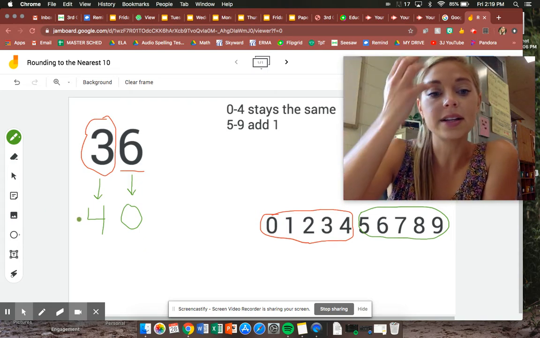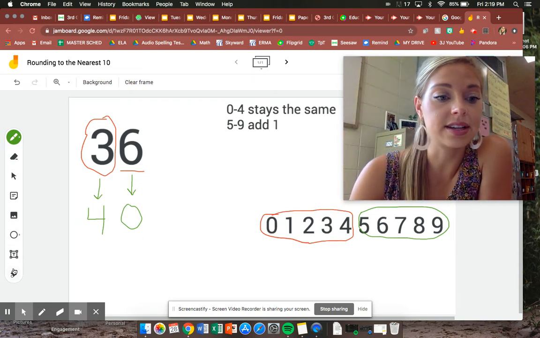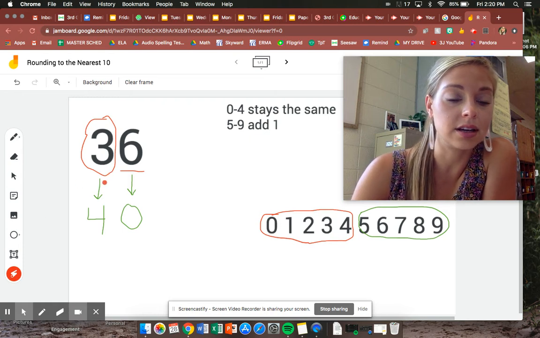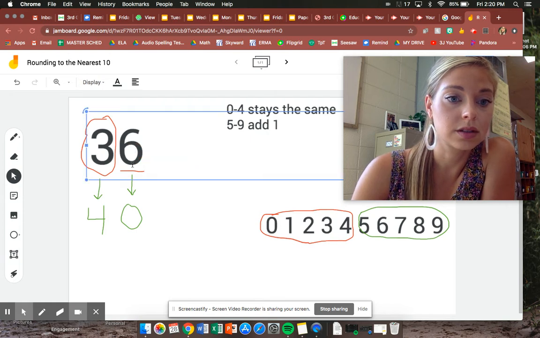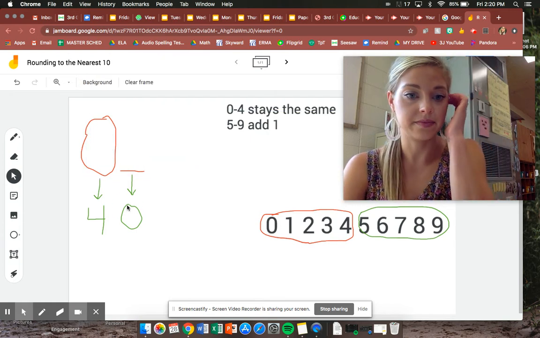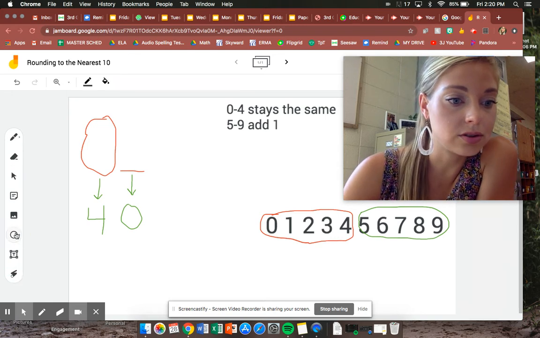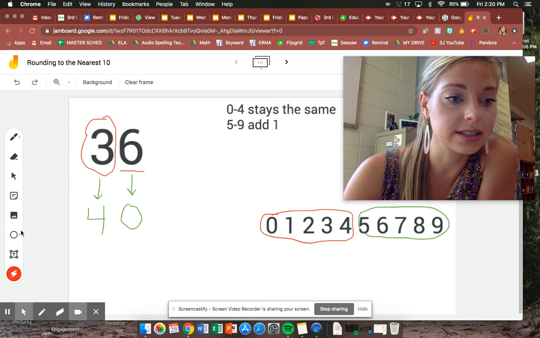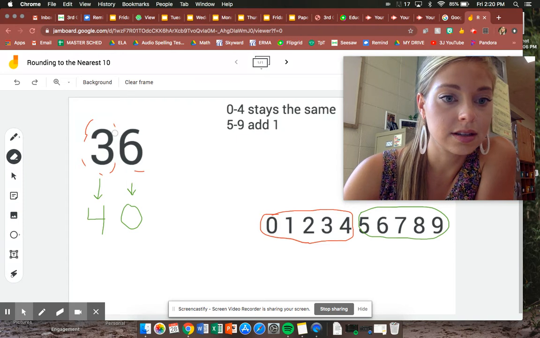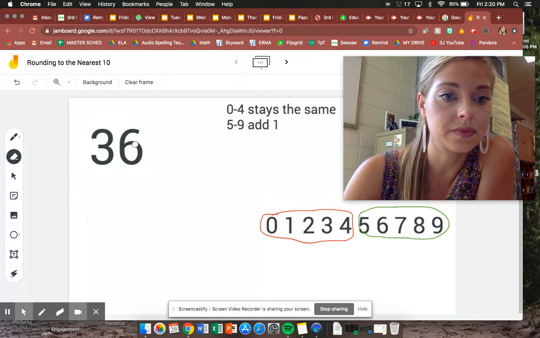Okay? So let's do another one, because I know that this concept can be a little bit tricky for us sometimes. So I'm going to delete that. And now I'm going to erase. Oops, that's not erase. I'm going to erase this, and it just brought my 36 back, didn't it? So I'm going to erase that, just so we can still have our number line and everything.